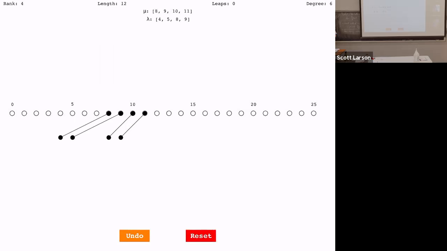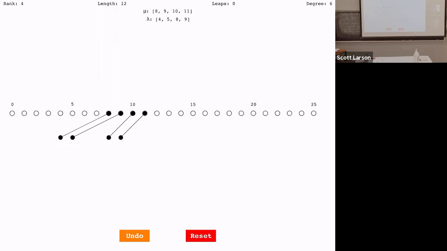Now, if you were paying attention, I have the same pair of weights. I still have the length difference of 12, of course. Now I have no leaps, there are no crossings in the lines going from mu down to lambda. And so this is an occurrence of the same P lambda in degree 12 over 2, 6 minus 0, 6.